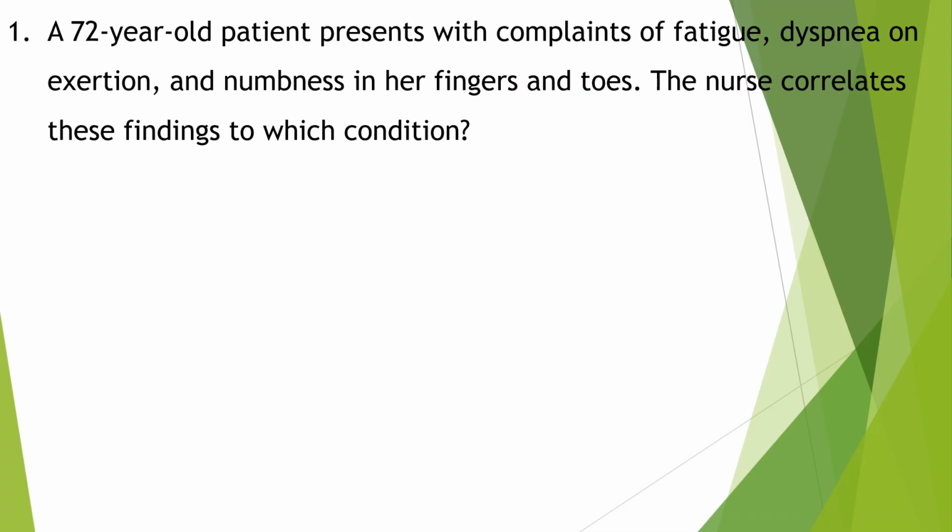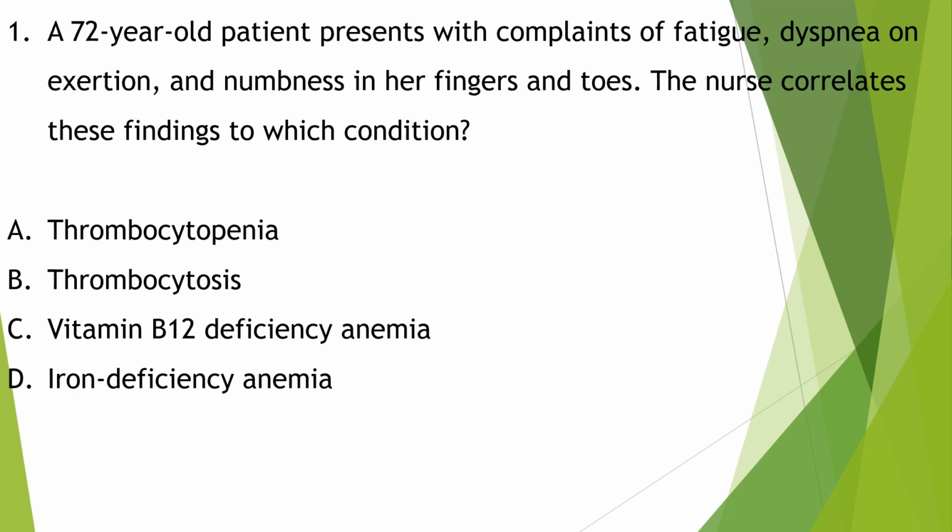A 72-year-old patient presents with complaints of fatigue, dyspnea on exertion and numbness in her fingers and toes. The nurse correlates these findings to which condition? Thrombocytopenia, thrombocytosis, vitamin B12 deficiency, iron deficiency anemia.